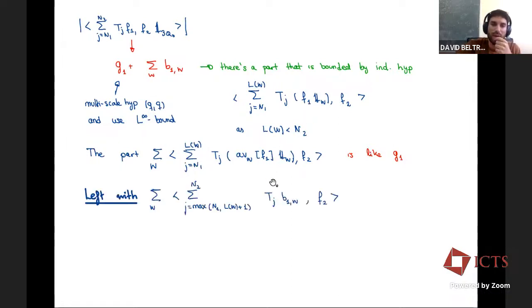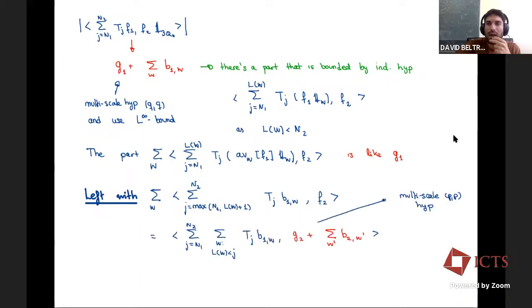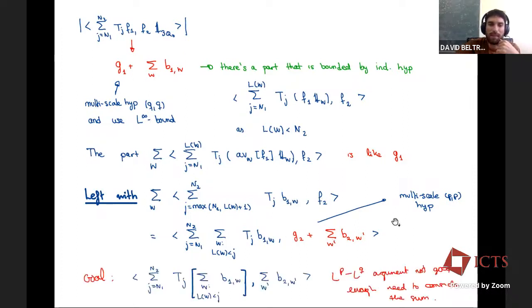So the problem would be trying to understand what happens when I go over all W's and I look at TJs which act on these BWs, and the J is larger than the side length of the W. Okay, that's going to be the more challenging part. So here I still have a second function, so I can do again the same business: good function, bad functions. The good function can be treated, and then the goal would be to try to understand what happens if I have an interaction between bad functions and bad functions.